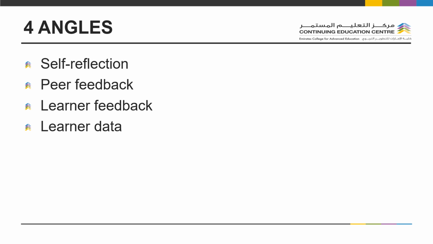So, those four angles of evaluation and feedback are going to be self-reflection, peer feedback, learner feedback, and learner data. I guarantee if you look at your virtual training through all of these angles, you will have a very good picture of what's going well, what's not going so well, and you'll probably even have some really great suggestions.